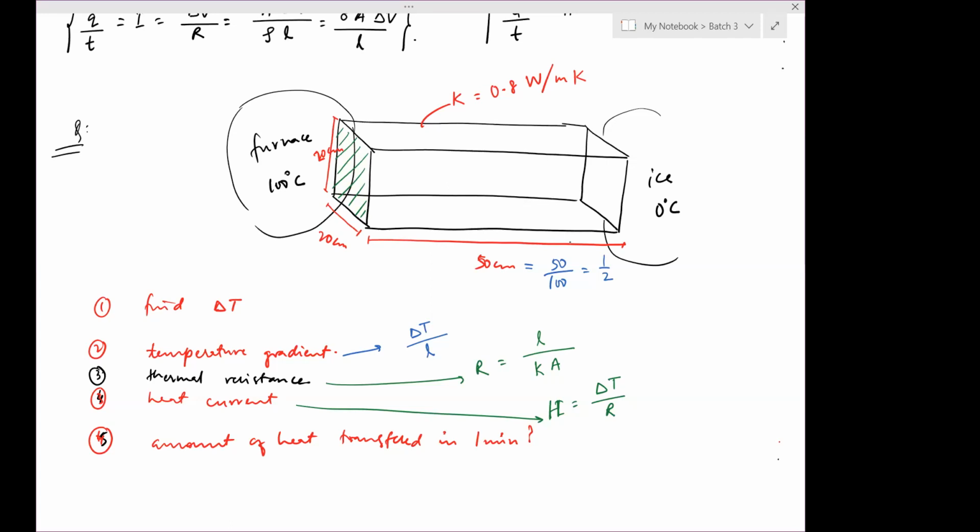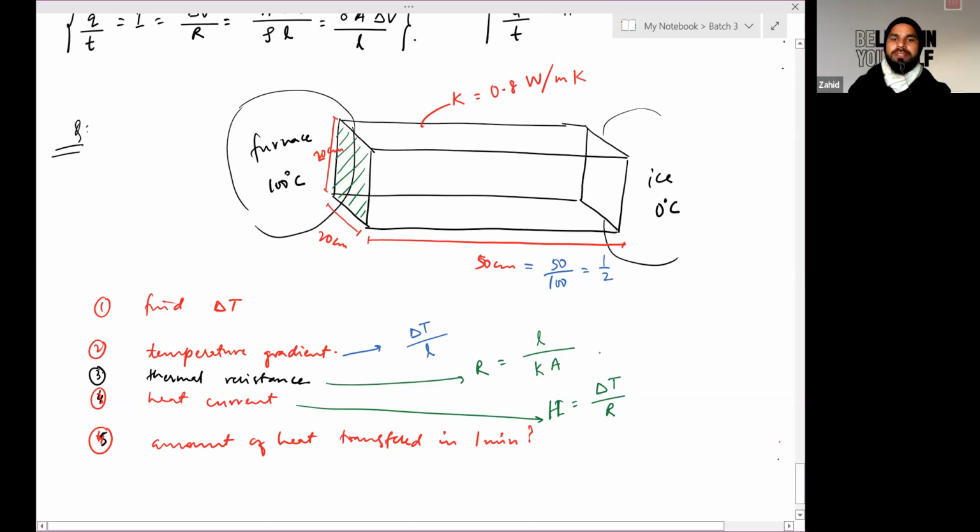Sir, is the third one correct? Just 1 minute, let me check. Temperature difference from one end to the other is 100 minus 0, so you'll get 100 degrees Celsius. Temperature difference 100 by length 1 by 2, so it will be 200 degrees Celsius per meter.